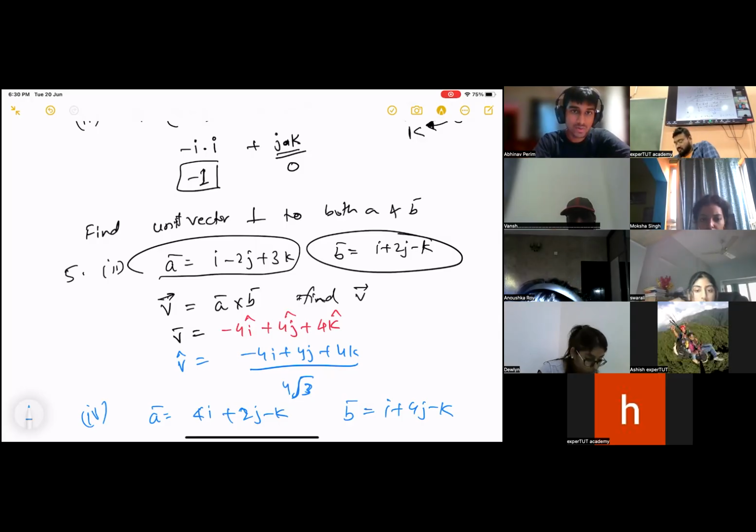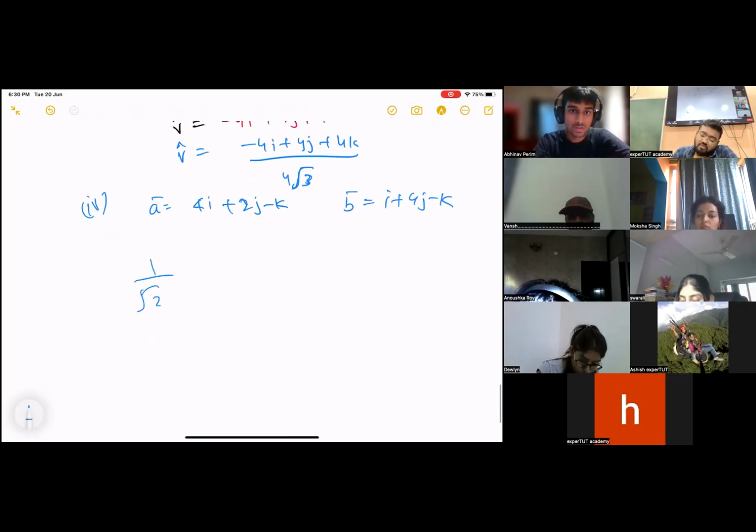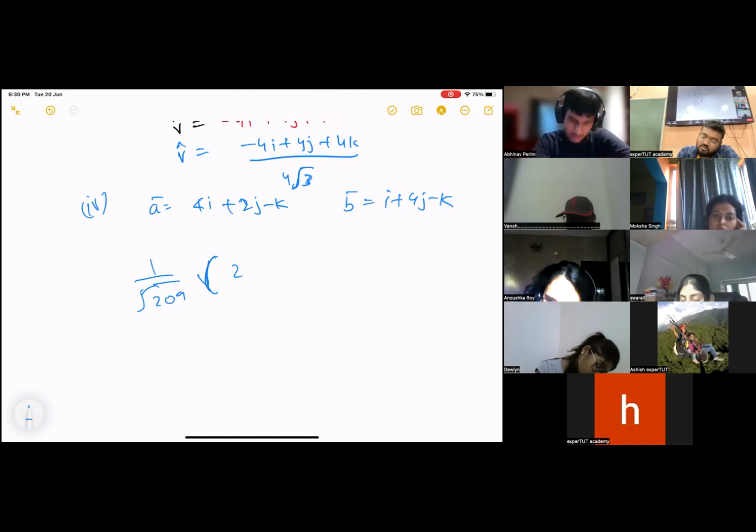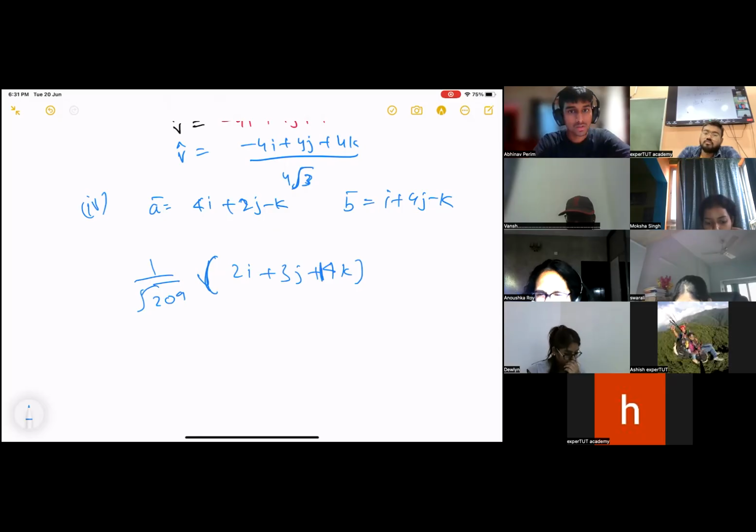Isn't the answer supposed to be root 229? The denominator is supposed to be 1 by root 229, right? Okay, check again: 2, 3, 14 and below it 2 square root of 209. Okay. We have one small thing after this, and then this chapter is done.